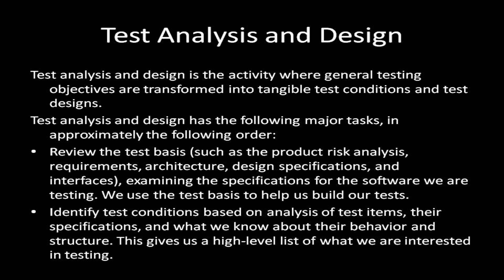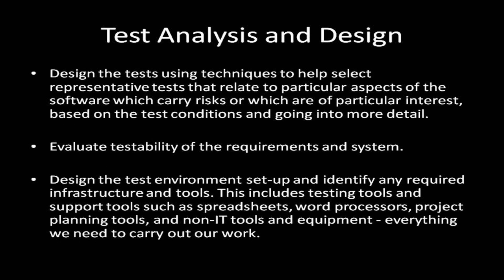As we study the test basis, we often identify gaps and ambiguities in the specifications, because we are trying to identify precisely what happens at each point in the system, and this also prevents defects appearing in the code. Identify test conditions based on analysis of test items, their specifications, and what we know about their behavior and structure. This gives us a high-level list of what we are interested in testing. Design the tests using techniques to help select representative tests that relate to particular aspects of the software which carry risks or which are of particular interest based on the test conditions, and going into more detail.